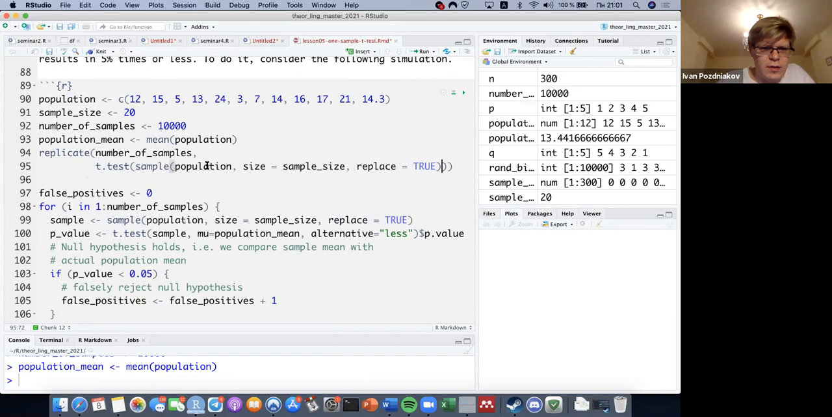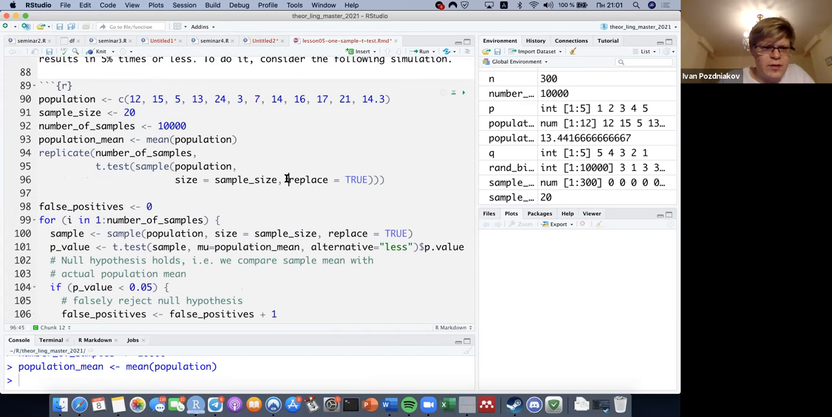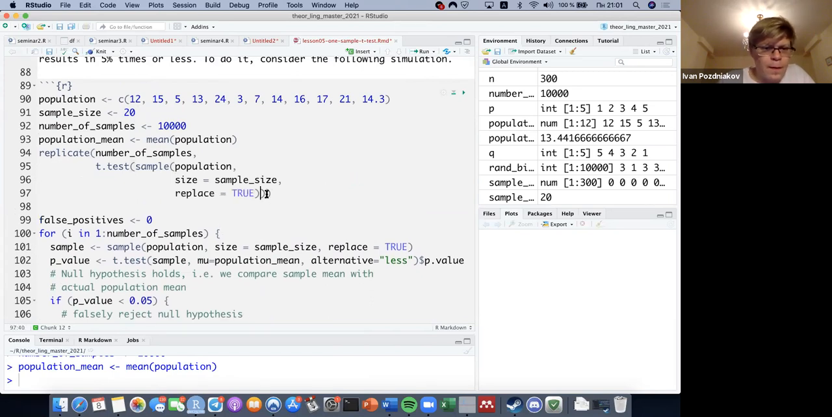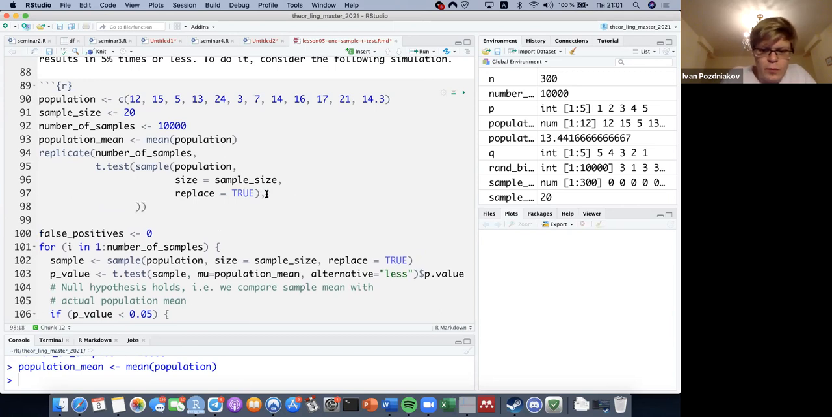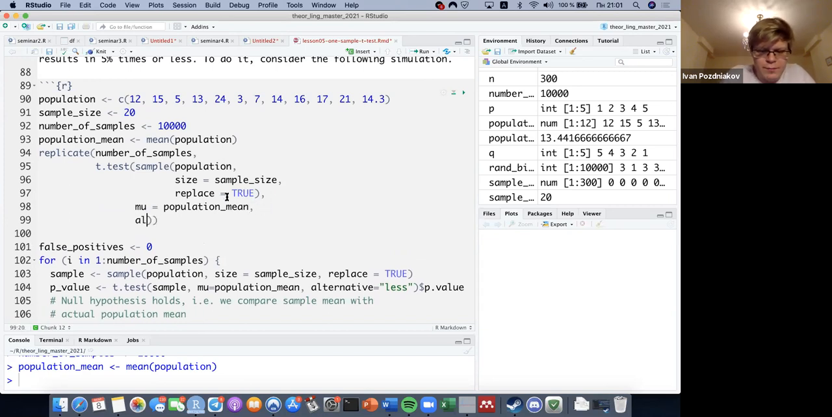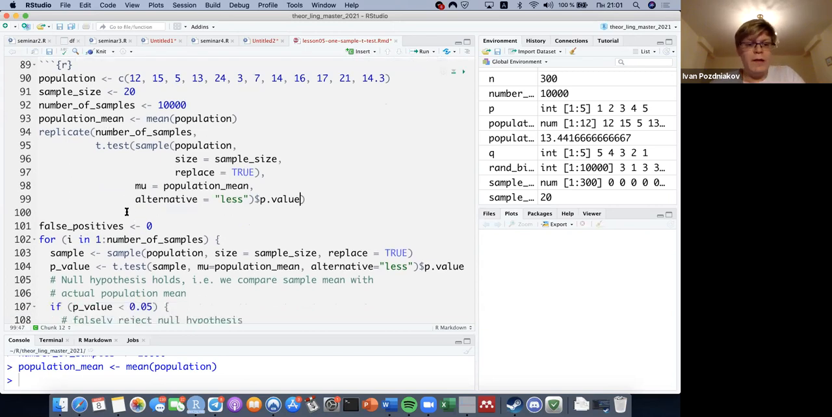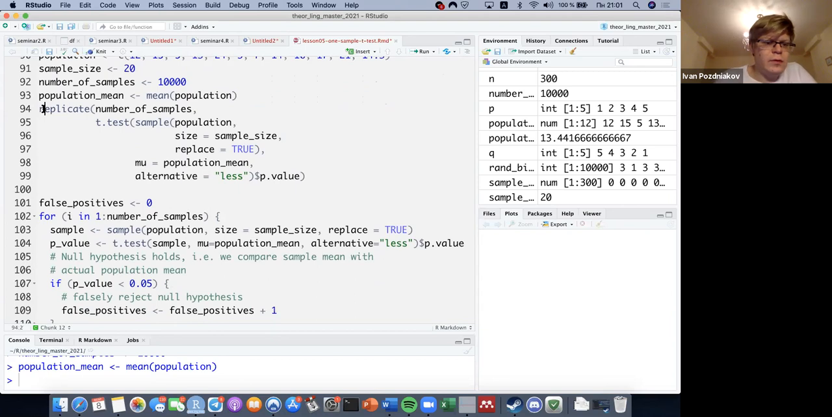Sample population size, sample size, and so on. Mu equal to population mean, and alternative less. And I can do calculate p value right here, and I will get a vector of p values there. Let's see how it works.